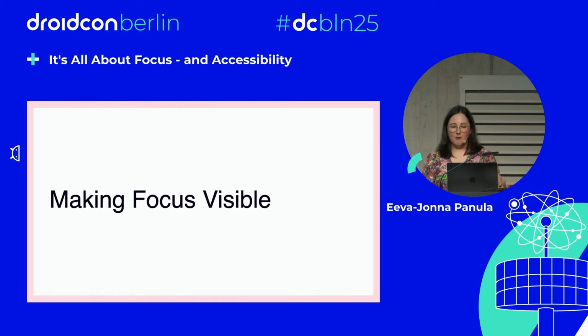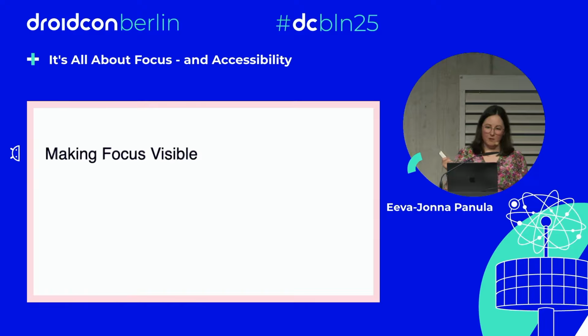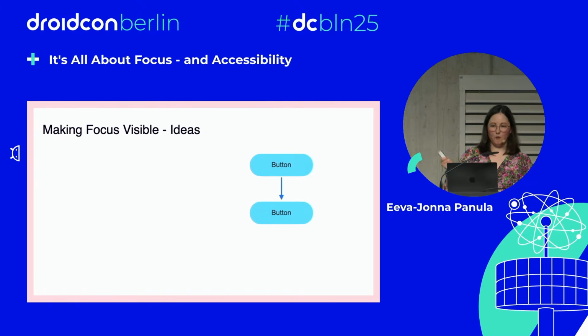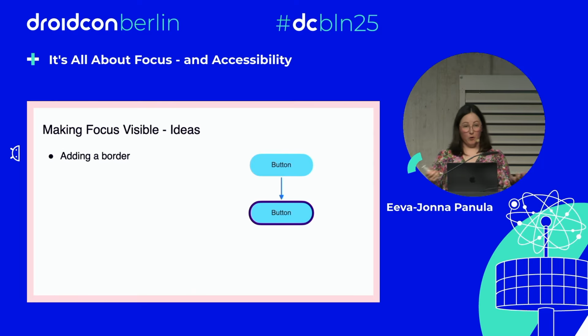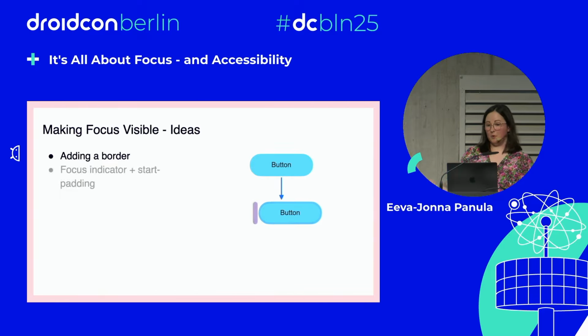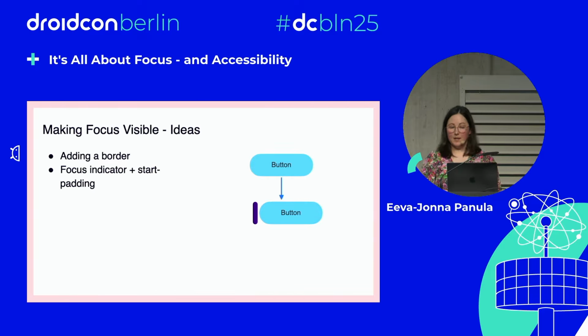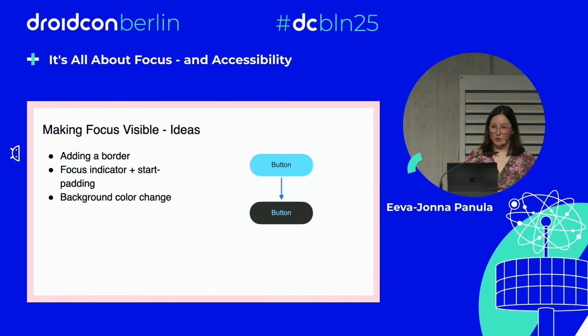If we want to make focus visible, here are some ideas. We could, for example, add a border around it, since there was no border for the switch component. We could add a focus indicator and start padding with something that's at least 2 pixels wide. Or we could change the background used with the ripple, but it just doesn't have good enough contrast there.